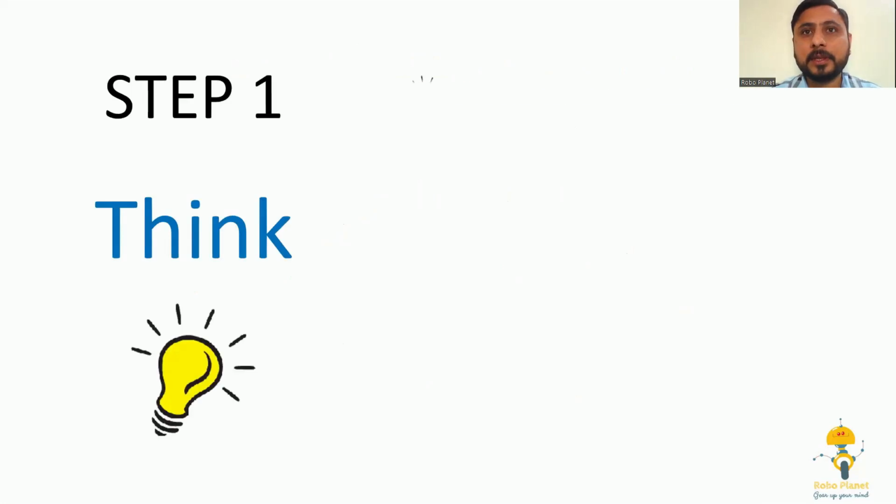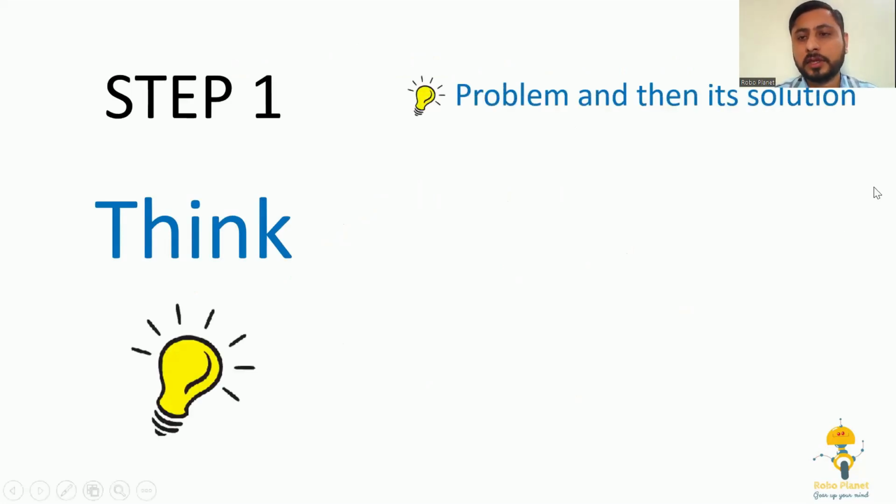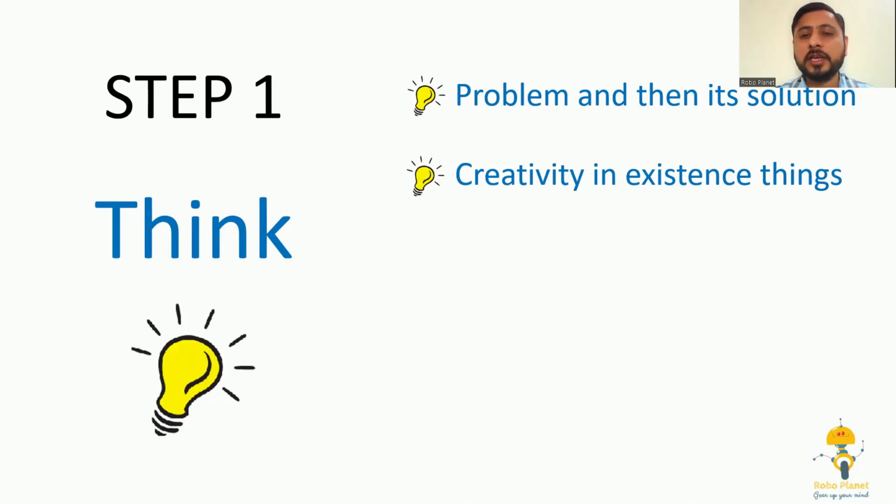Step number 1, think. What do you have to think? First, you have to think about the problem. Then you have to find its solution. So if you are facing any problem, think on it and find out the solution, right? If you follow these points, you are able to think differently. You have to think creatively, find creativity in existing things.